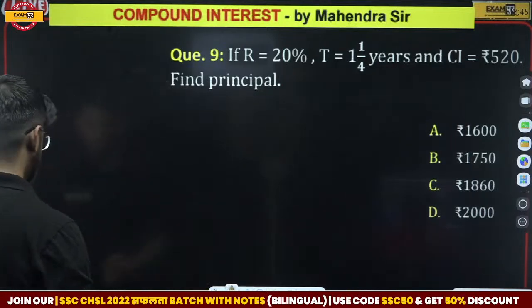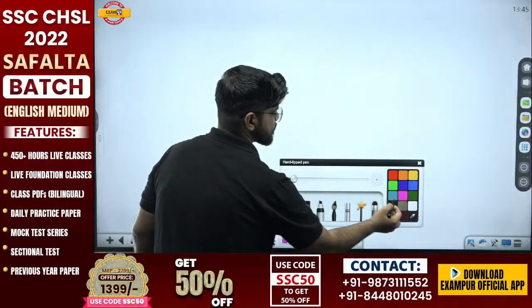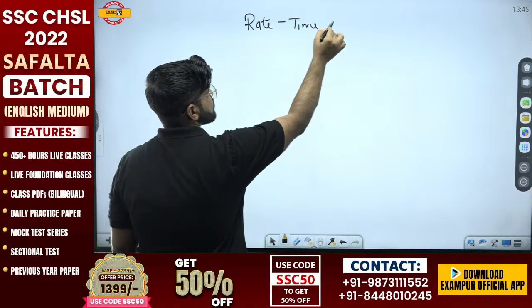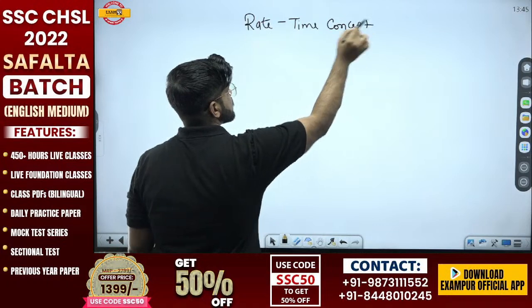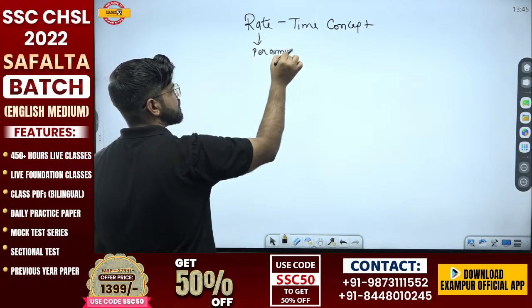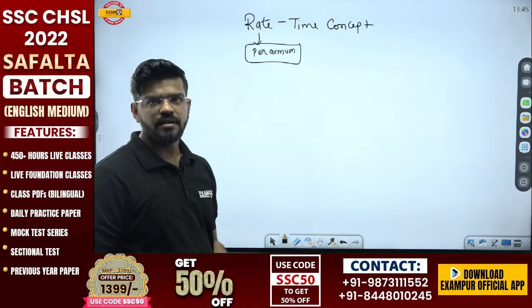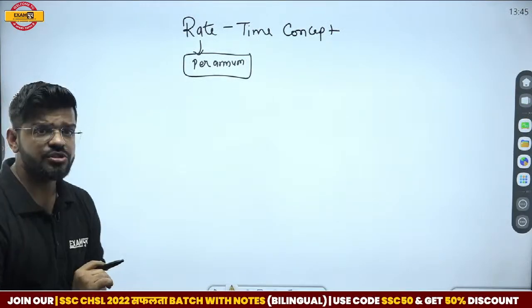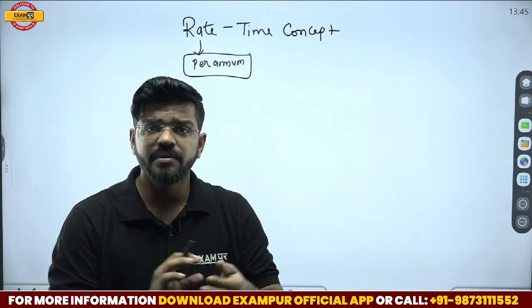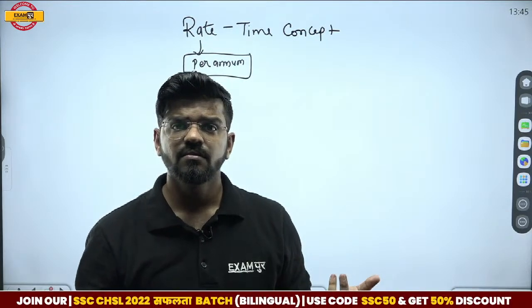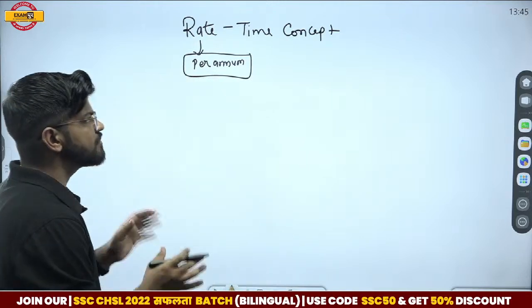Now before this question, let me tell you something. It is a rate time concept. Rate is given on a per annum basis. Always in the question, rate is given per annum. Sometimes the question asks to tell me the quarterly rate, the half yearly rate, the 8 monthly, 10 monthly, whatever, monthly rate. So these types of questions you will get.